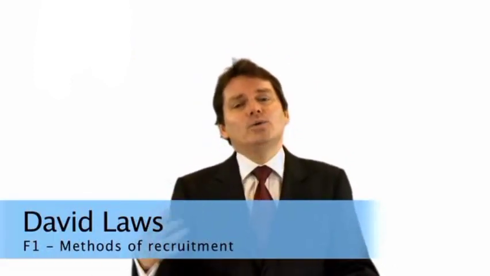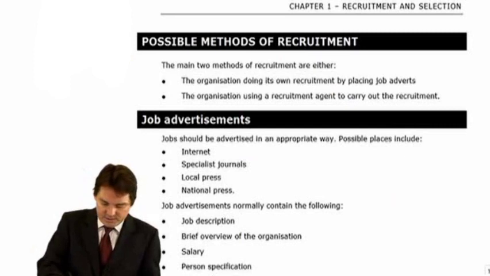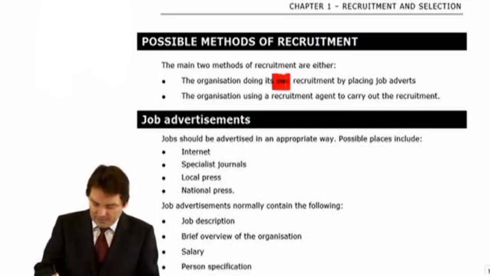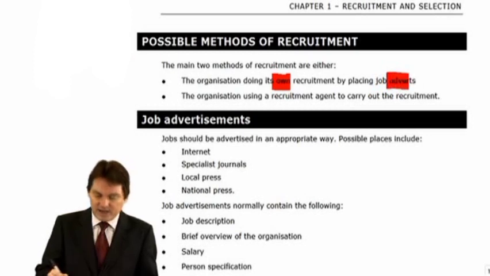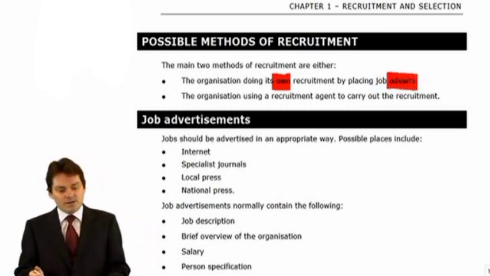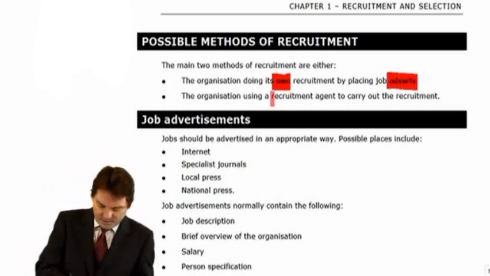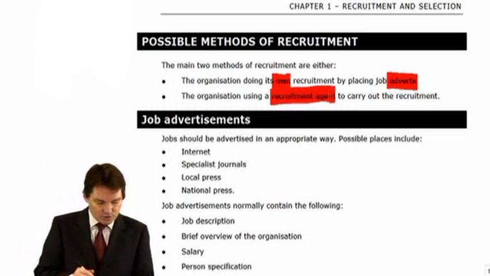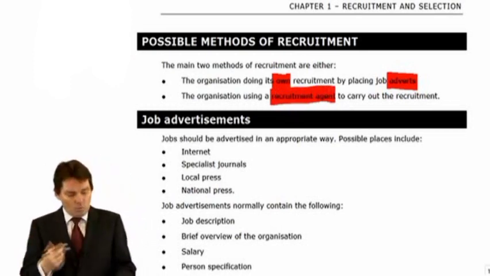Now that we've looked at the various stages that you go through when you're doing recruitment or when you're doing selection, we're going to look at how you're going to let people know about these jobs in a bit more detail. So the first thing that we've got, 2 main methods of recruitment. Either an organisation does its own recruitment, and the main way that it will do this is by placing adverts for jobs, and we'll talk about that in a minute, or alternatively, use a recruitment agent to carry out the recruitment.